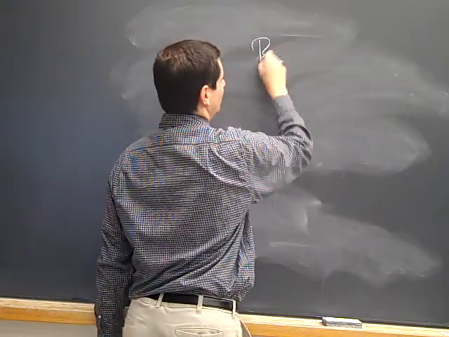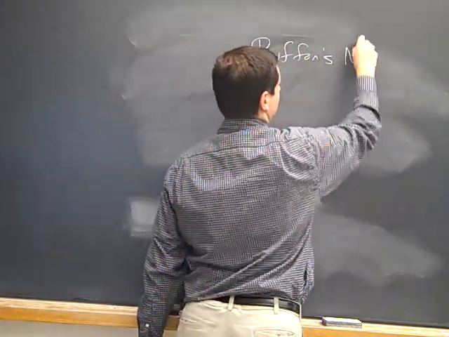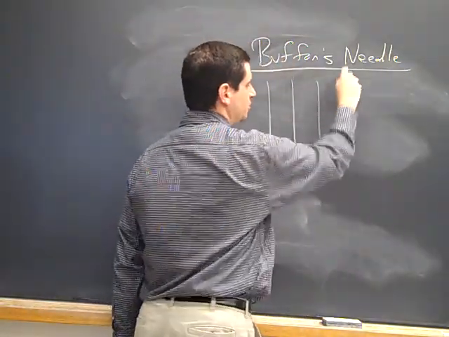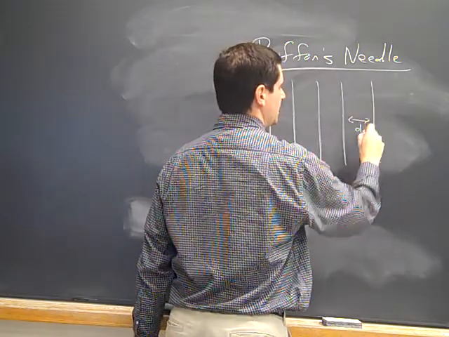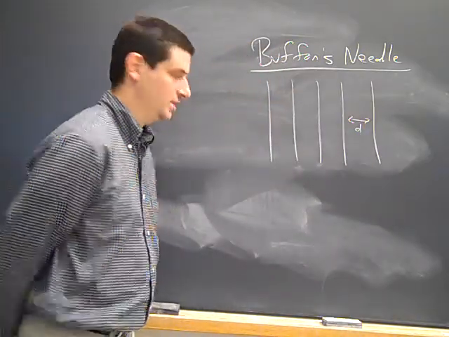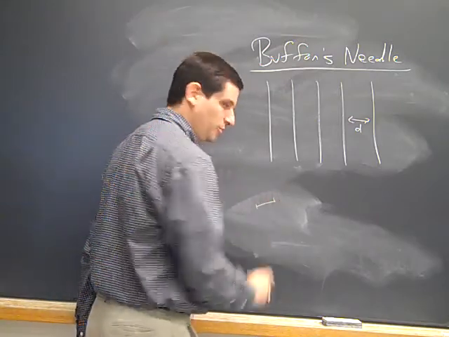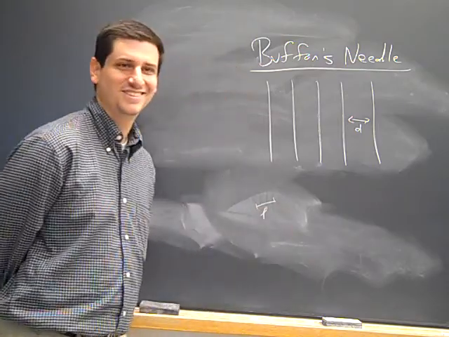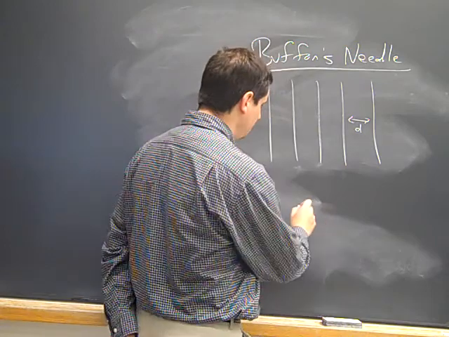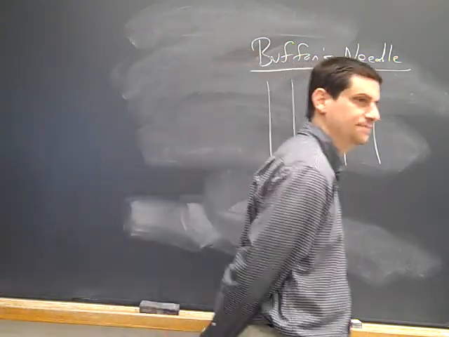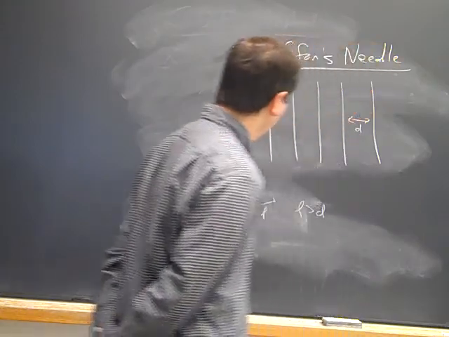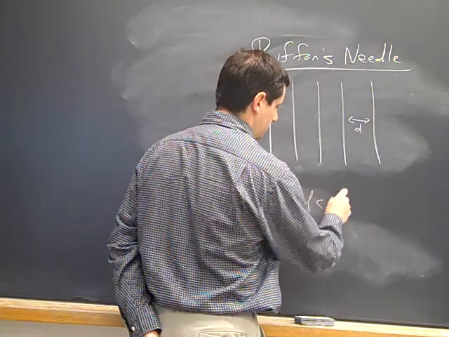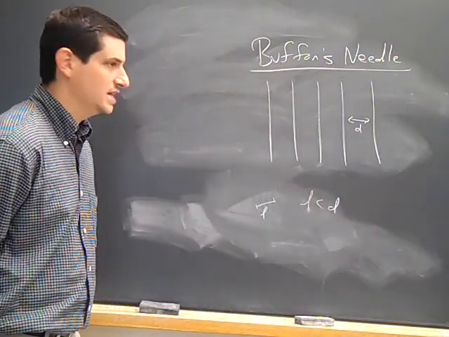So Buffon's needle is the following. And this is a great probability problem for you to do. Imagine you have a bunch of vertical lines, and they all have the same separation between them, d. And you have little needles. They belong to a guy named Buffon. And they all have length L. I will assume L is less than D.